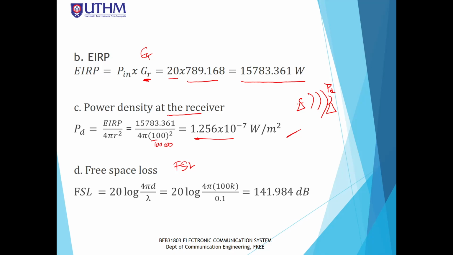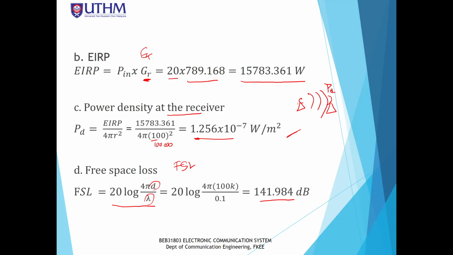Kemudian, the question asks, how much is the FSL? Find the FSL. FSL bersamaan dengan 20 log 4 pi d over lambda. Okay, D di sini adalah distance, iaitu 100,000 meter. So, dibahagikan dengan lambda, kita dah kira tadi C over F. Okay, lambda is C over F. So, put inside the equation, so we get 20 log 4 pi 100,000 divide with 0.1. So, we get 141.984 decibel.